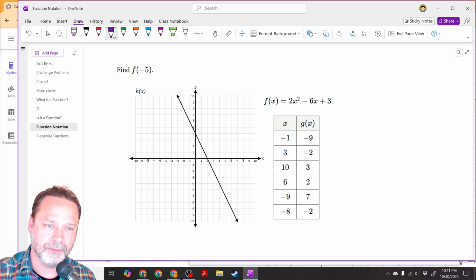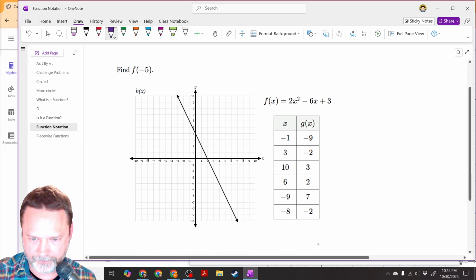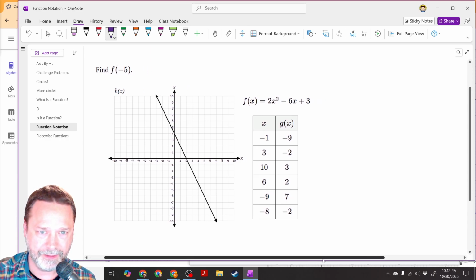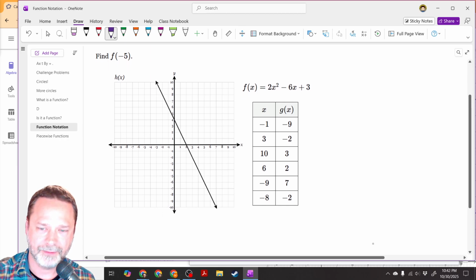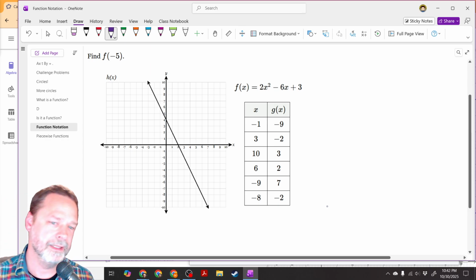And what are we talking about? It looks like function notation. That's what we're going to talk about. And so what I have here are three different functions. That's right, three. All represented in different ways.